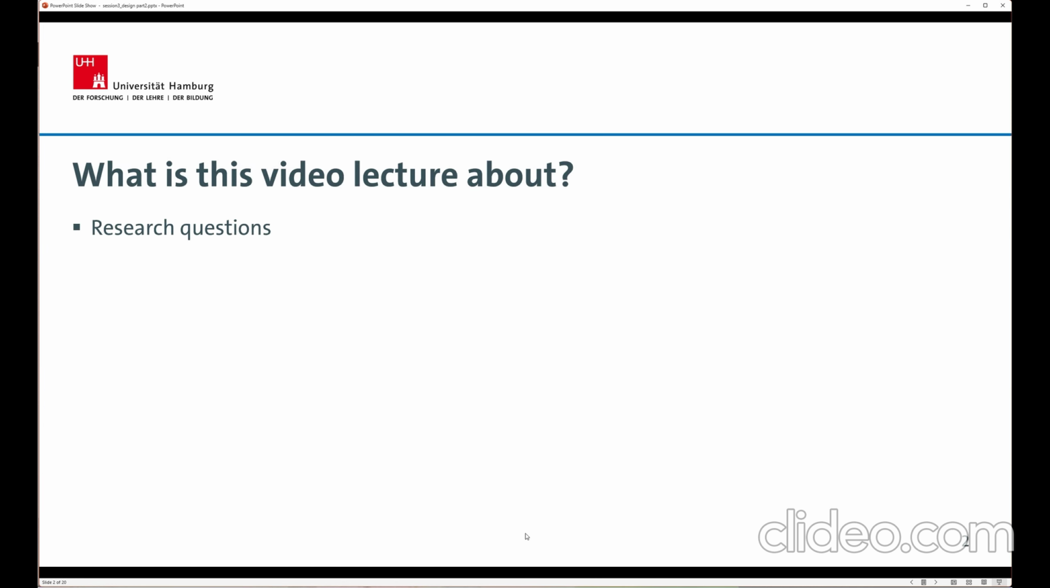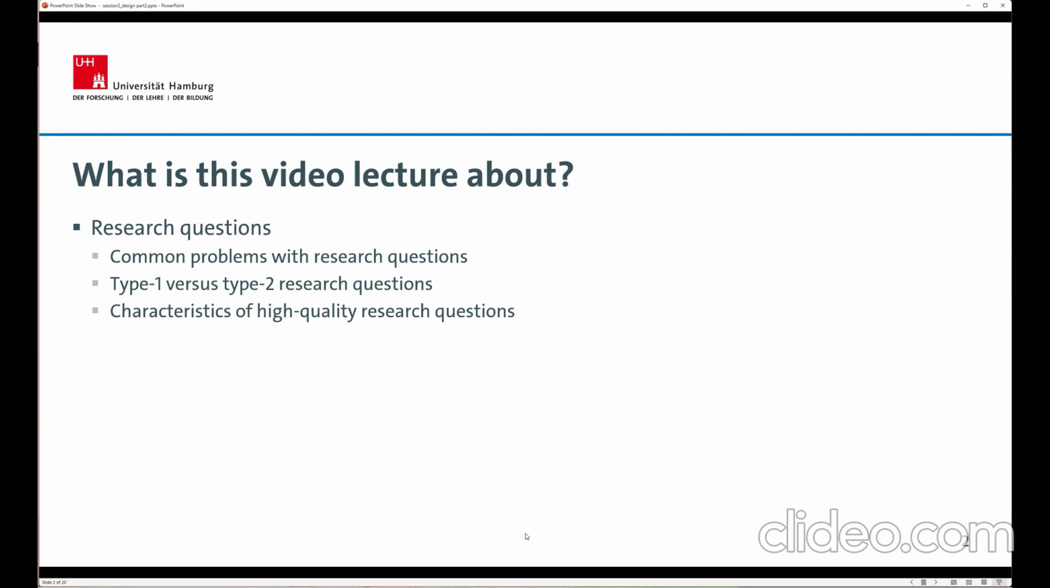We will cover the topic of research questions and their role in research design, specifically common problems that one can encounter with research questions, the difference between type 1 and type 2 research questions, and characteristics of high quality research questions that students can reflect upon once they have specified their research question.